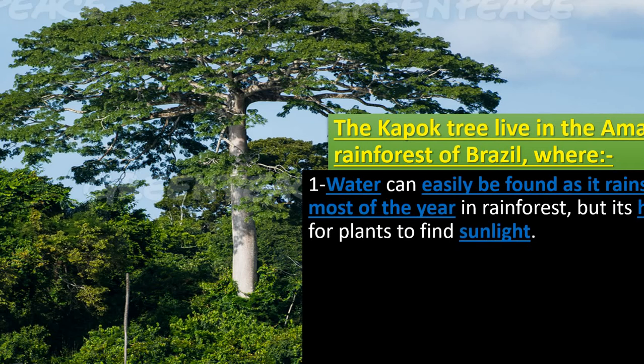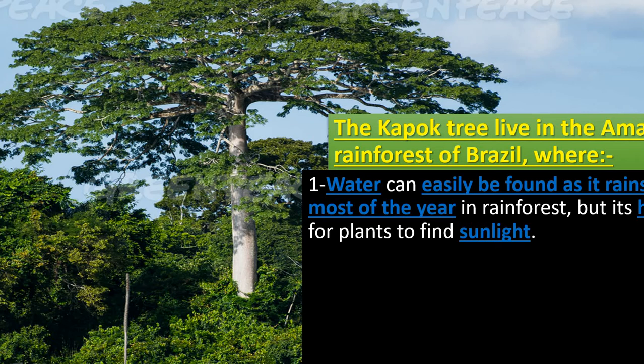And then we have the kapok tree. Where can we find it? We can find it in the Amazon rainforest of Brazil. Water can easily be found as it rains most of the year in the rainforest, but it's hard for plants to find sunlight. It doesn't have the same problem that the acacia tree has. It has plenty of water, but it's hard to find sunlight.